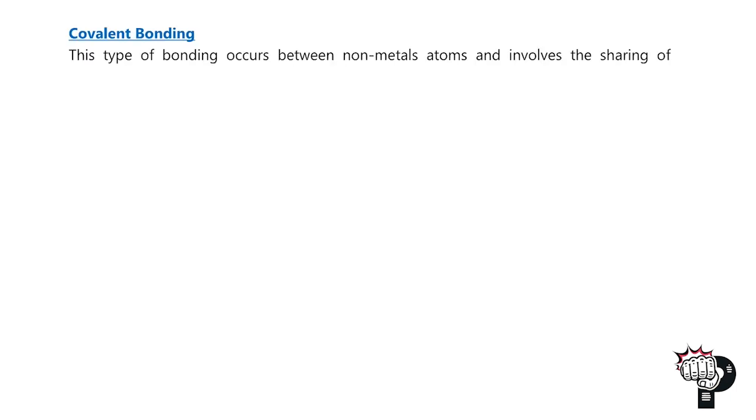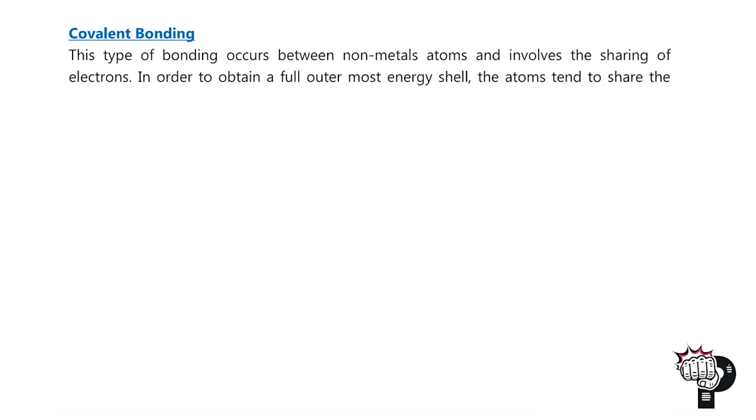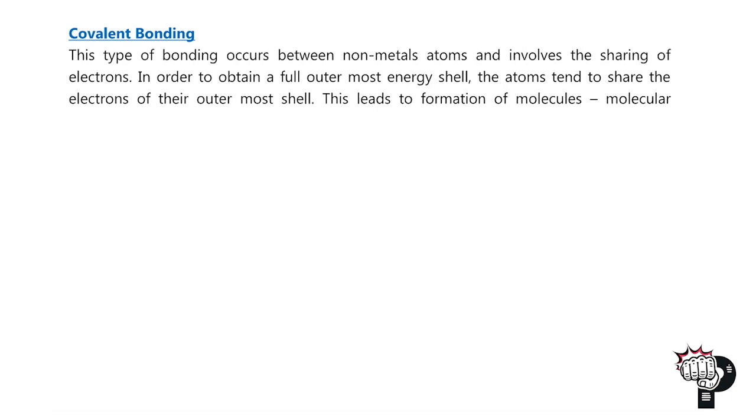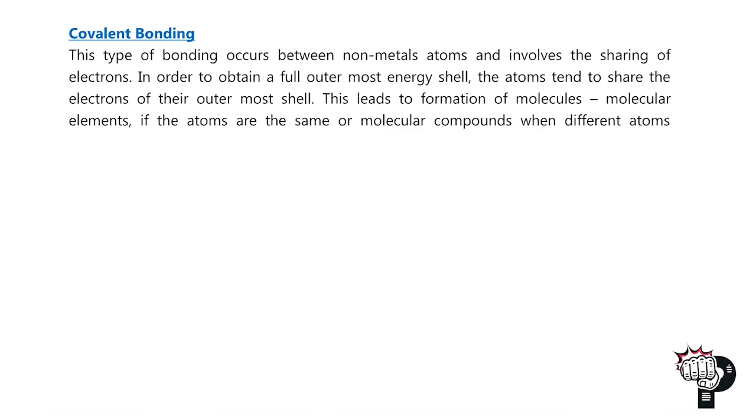Covalent bonding is a type of bonding that occurs between nonmetal atoms, and it involves the sharing of electrons. In order to obtain a full outermost energy shell, the atoms tend to share the electrons of their outermost shells. This leads to the formation of molecules, molecular elements if the atoms are of the same element, or molecular compounds when different atoms from different nonmetals combine.